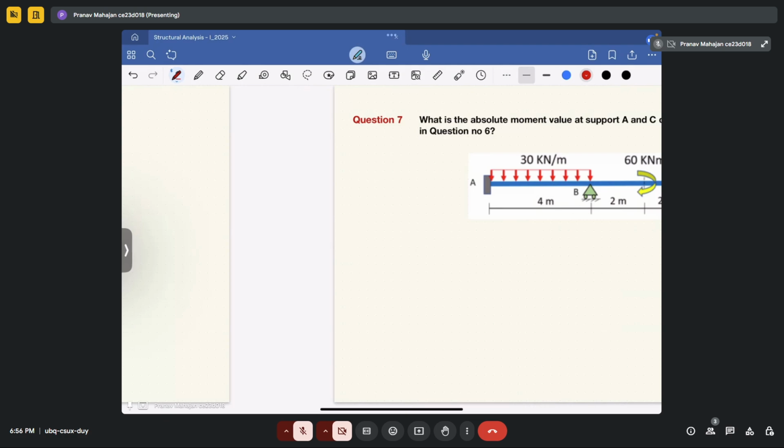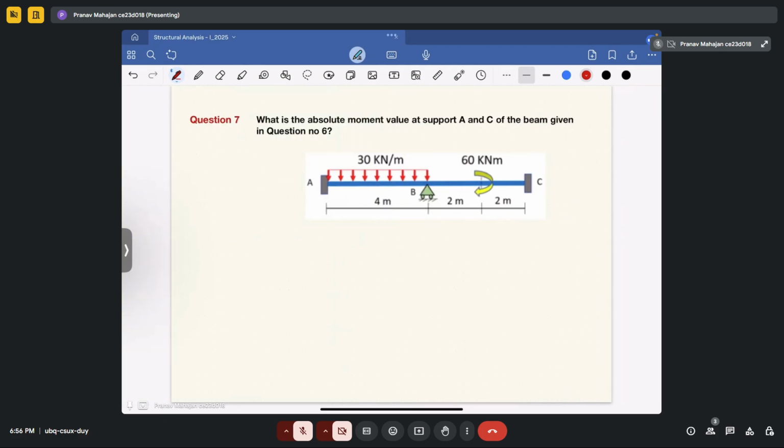So how can we calculate the value of theta B? For that, we have to first make one compatibility equation. So compatibility equation, in this, since your support B is a roller support, you can say your MBA plus MBC will be equal to 0, because moment at roller support is always equal to 0.